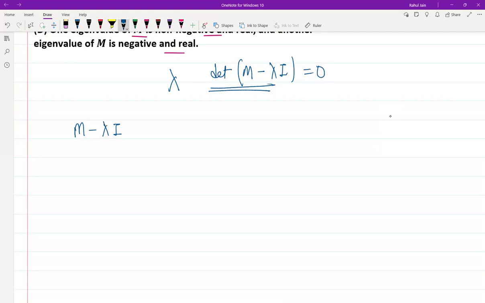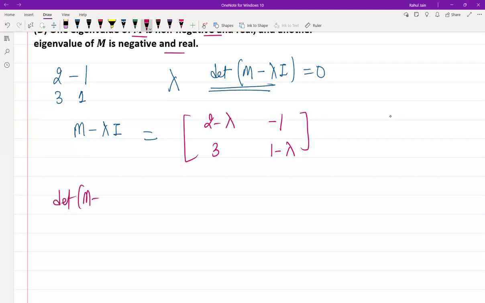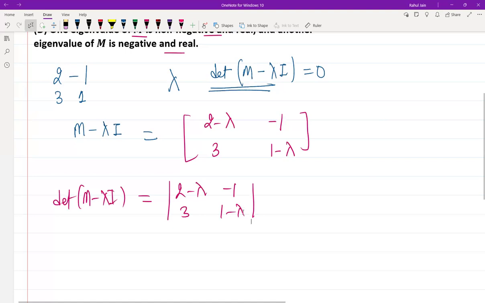The matrix is very simple, 2, -1, 3 and 1. So M minus lambda I is 2 minus lambda, here is -1 as it is, here is 3 as it is, and on the other diagonal part, 1 minus lambda. After writing that, next I need to calculate the determinant of M minus lambda I, which is 2 minus lambda, -1, 3, 1 minus lambda.